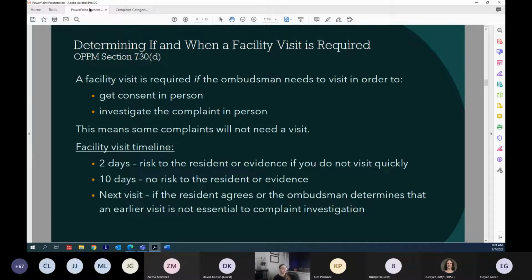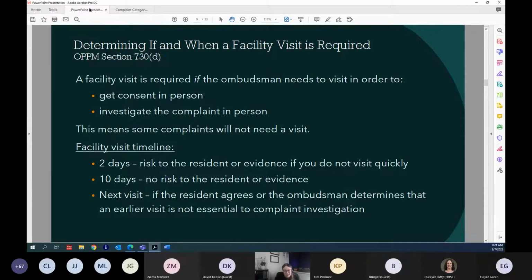The other piece of that is if the complaint requires some sort of in-person investigation. Maybe it's a complaint about conditions of the facility, or it's a complaint where you're going to need to get records and you don't think the facility is going to be able to send those electronically to you. If either of those apply, then you're required to visit in person.